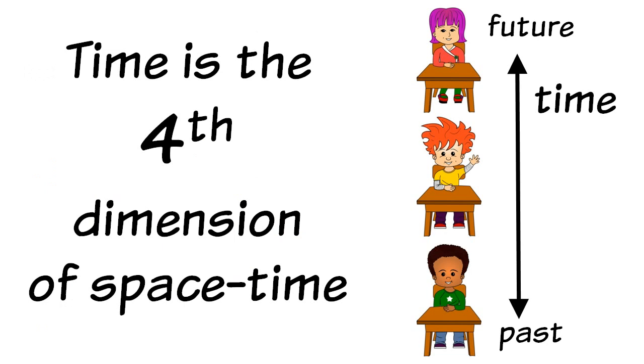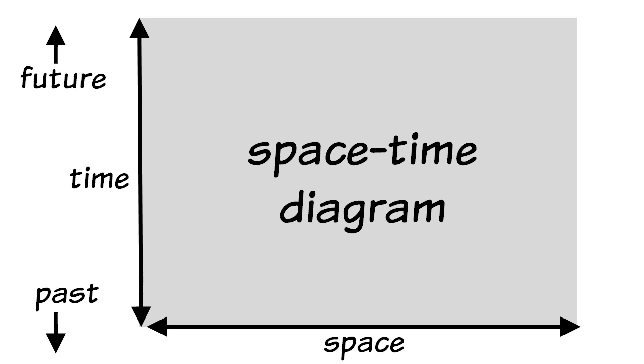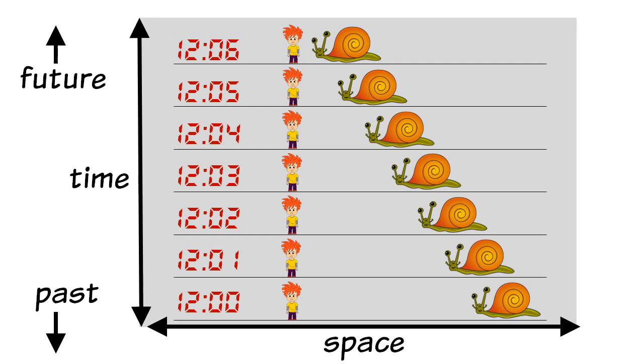If we put one of the dimensions of space along the bottom of the screen and the dimension of time along the side, we get a space-time diagram where we can show, all at once, what happens at different positions in space and at different times. For example, on this space-time diagram, you are standing still and a giant snail is moving toward you.